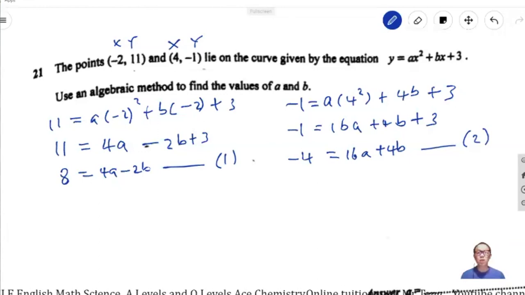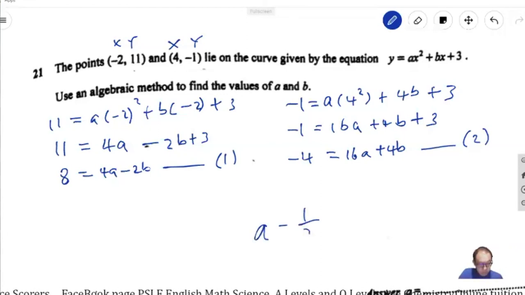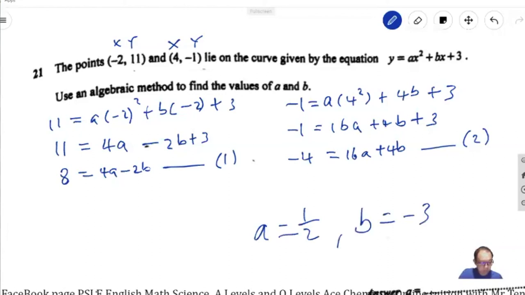Then how do you know how to solve? There's no fixed way to tell you how it's done, because they didn't specify exactly what it is, right? You just need to do it. And eventually you will find a equals half, b equals minus 3. Okay, a equals half, b equals negative 3 for this question.